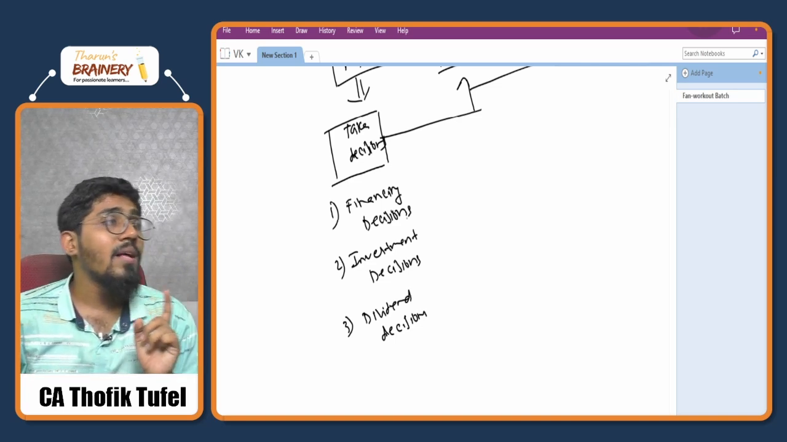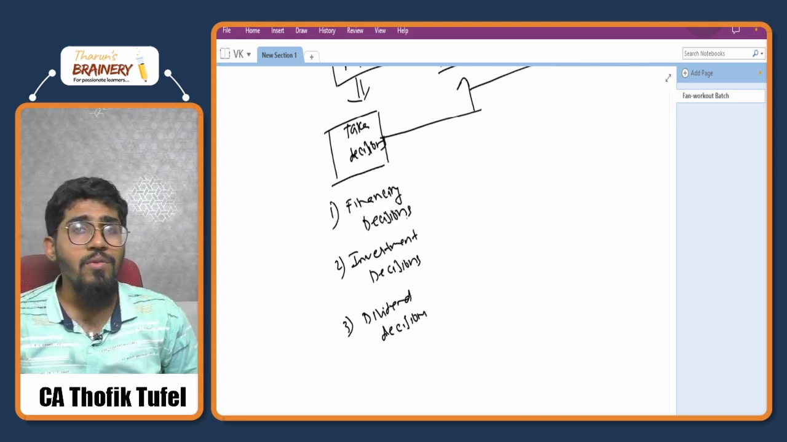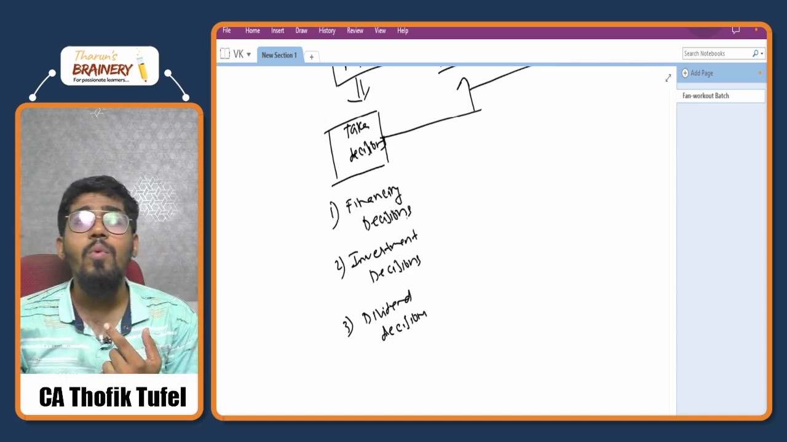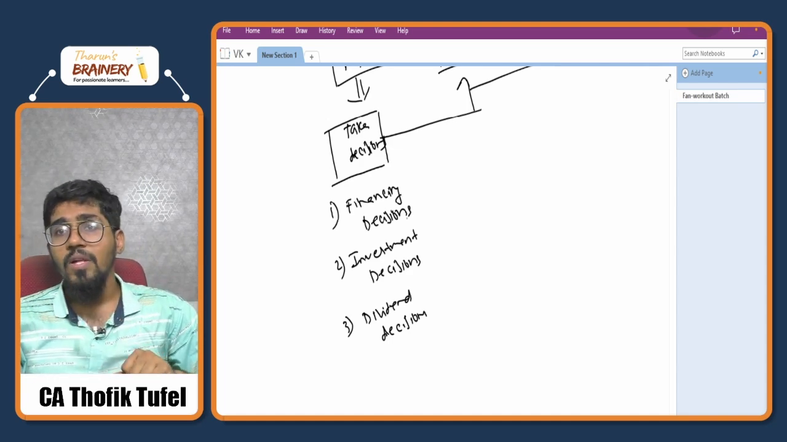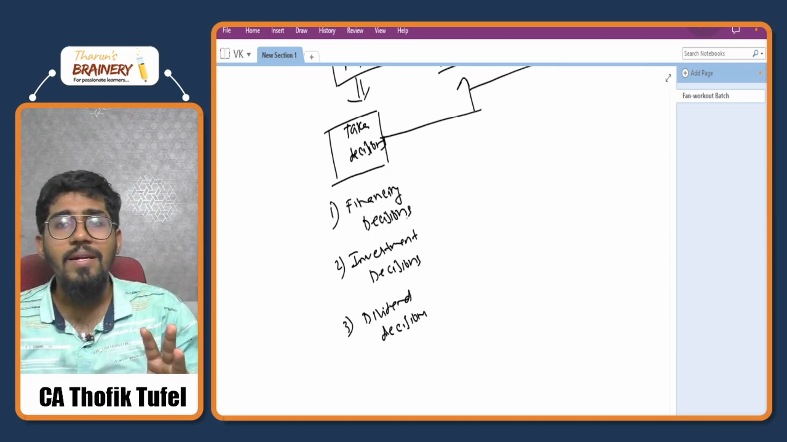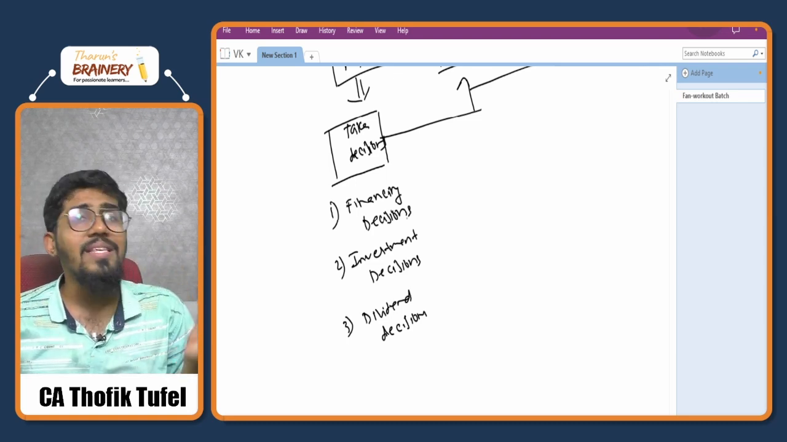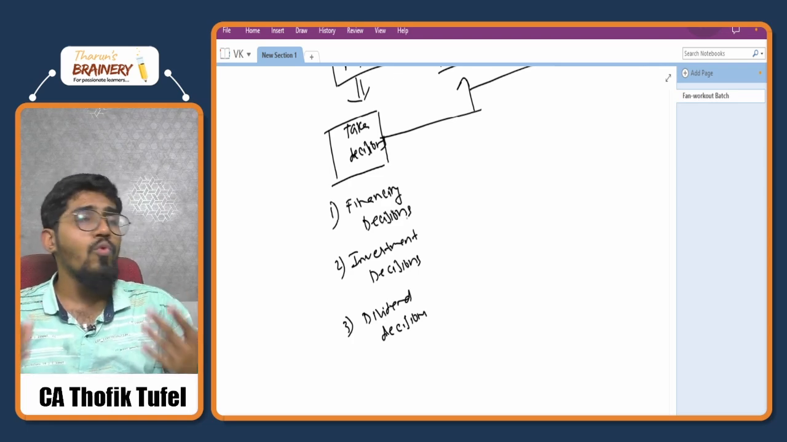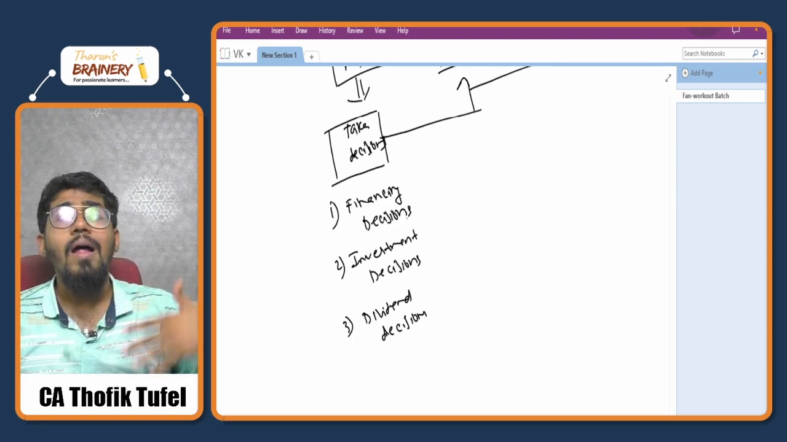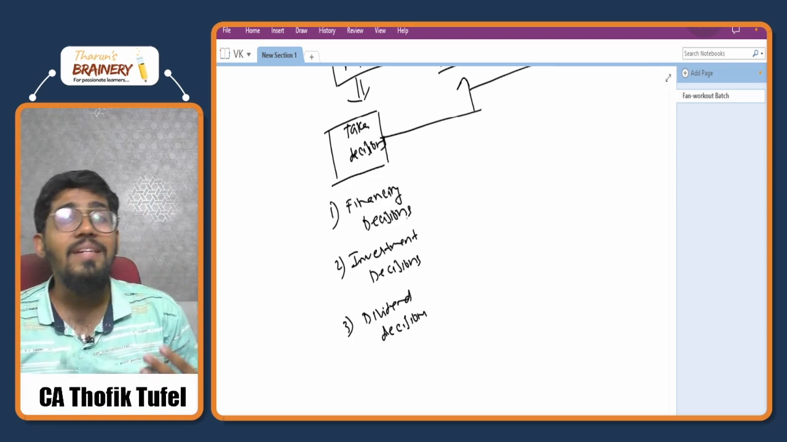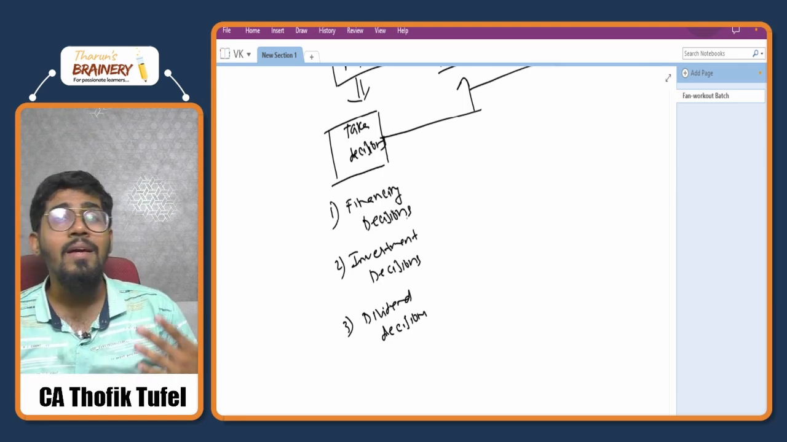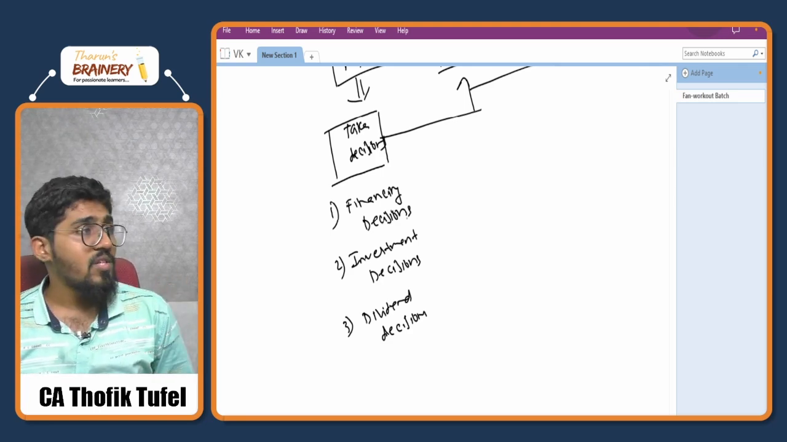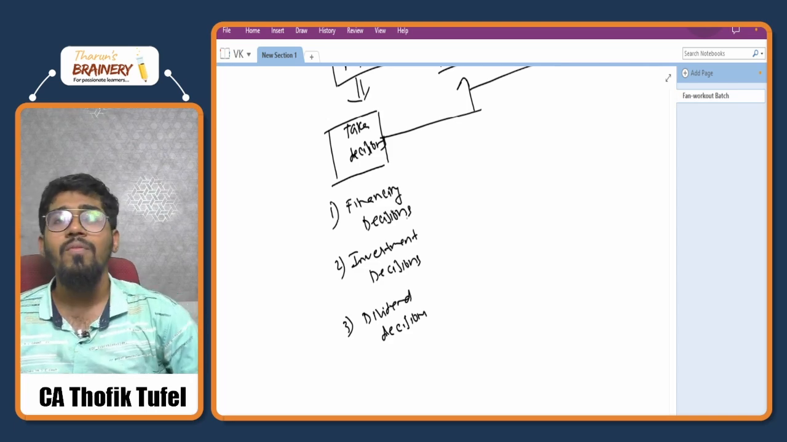This question is answered by the financing decision, which means understanding how you want to finance your capital. Whether you want to put in your own money, that is called owner's money, or equity capital. Outside money can be debt, convertible debentures, or loans from banks or financial institutions. From anywhere you can finance the money.